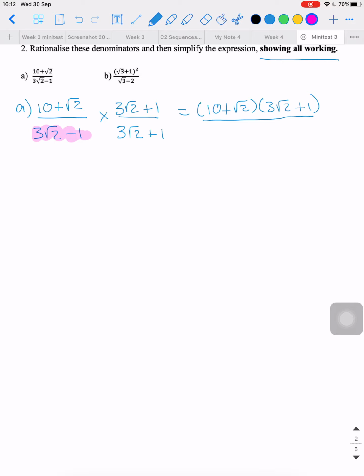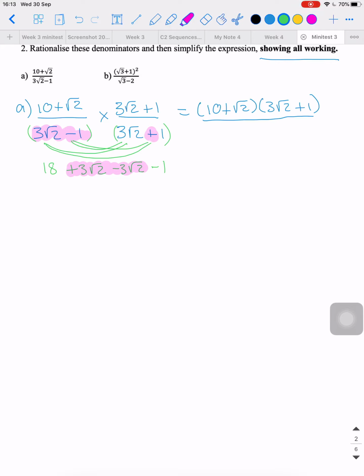Okay, so on the denominator, I'll use FOIL, because I basically want to multiply those two pairs of brackets together. I've got 3 root 2 times 3 root 2, so that's going to be 9 times 2, so 18. And of course you could do these individual calculations on your calculator. Then I've got 3 root 2 times 1, and then minus 1 times 3 root 2, and then minus 1 times 1. And what's going to happen there is the plus 3 root 2 and the minus 3 root 2 are going to cancel each other out, and that will always happen on this type of question. That's why we chose to multiply through by the same thing but with the opposite sign.